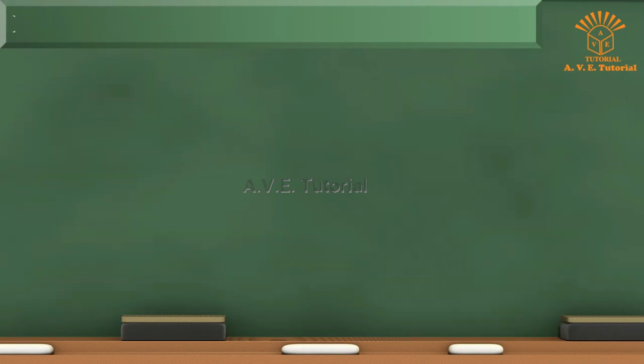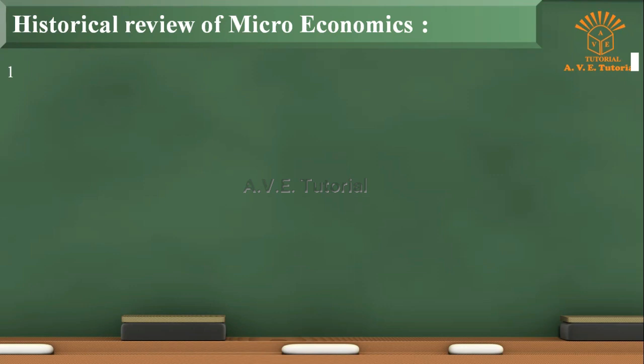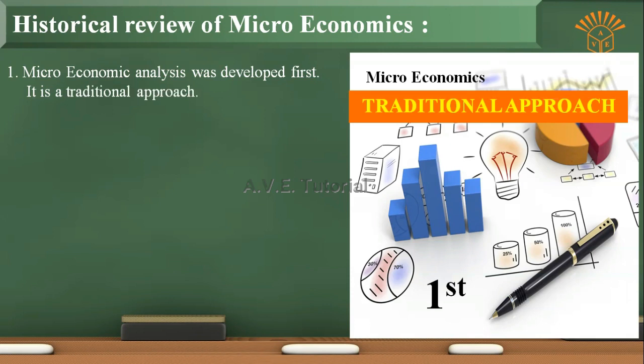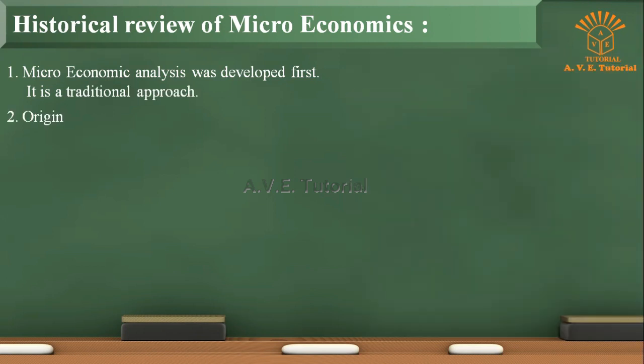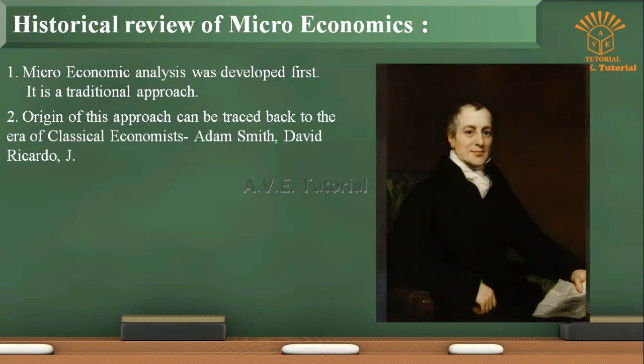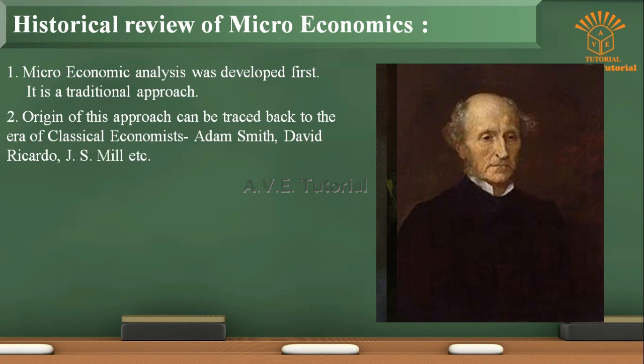The next topic is historical review of microeconomics. Microeconomic analysis was developed first. It is a traditional approach. The origin of this approach can be traced back to the era of classical economists: Adam Smith, David Ricardo, J.S. Mill, etc.